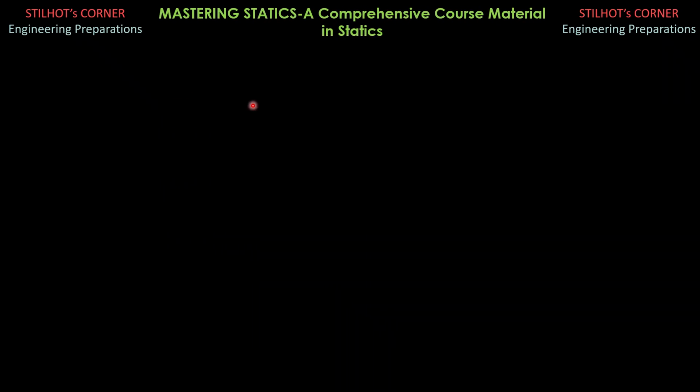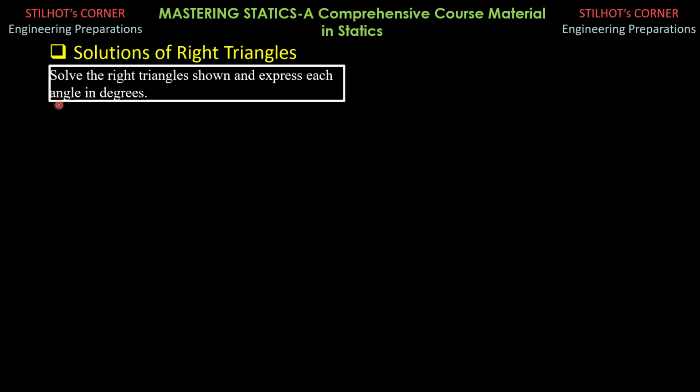For this last part, let's have solutions to right triangles. And normally we use the 6 ratios and the Pythagoras theorem for this part. So, first problem: solve the triangles shown and express each angle in degrees.